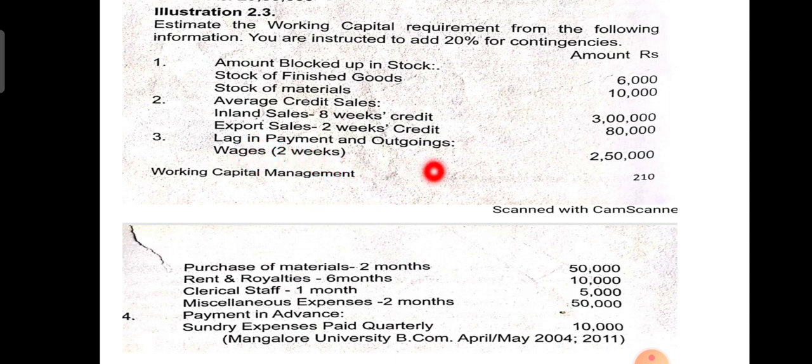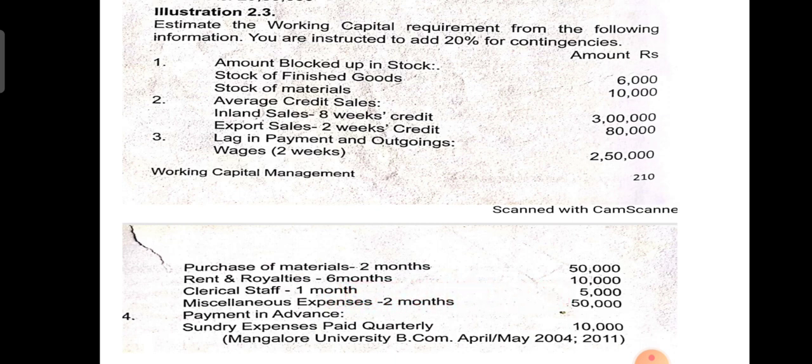Lag in payment and outgoings, that means outstanding expenses. Wages, 2 weeks, that means 2,50,000 into 2 by 52. Purchase of materials, this is for creditors. The credit purchase information is relating to this. So 50,000 into 2 by 12. Rent and royalty, 6 months: 10,000 into 6 by 12. Outstanding expense, clerical staff, 1 month salary outstanding: 5,000 into 1 by 12. Then miscellaneous expenditure outstanding: 50,000 into 2 by 12.